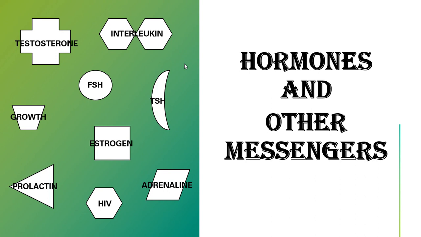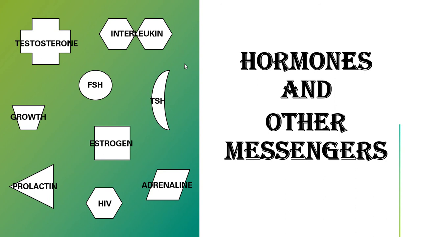Okay, so what you're supposed to do in this lab is cut out these shapes. See the testosterone, interleukin, growth, FSH, TSH, estrogen, prolactin, HIV, and adrenaline. All the hormones we just mentioned at the beginning. But we're not going to do the cutting out and the pasting. So you're just going to match them and you're just going to write it in.